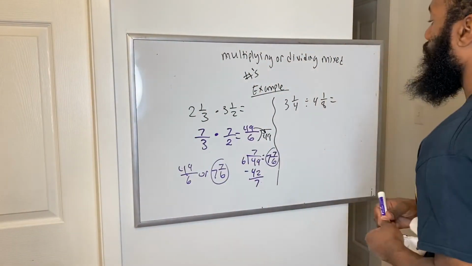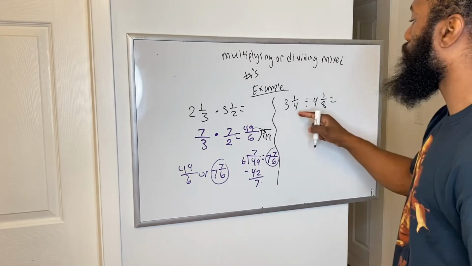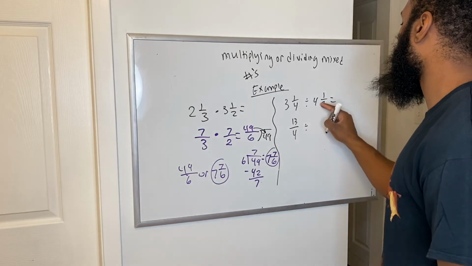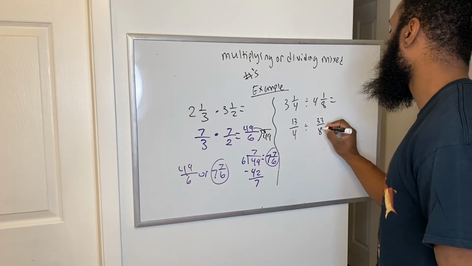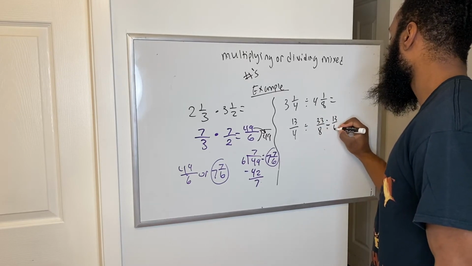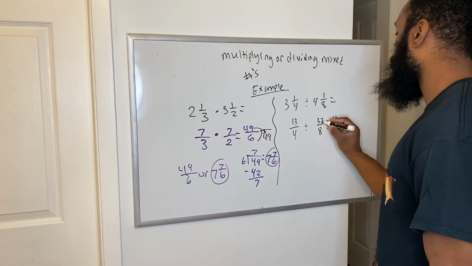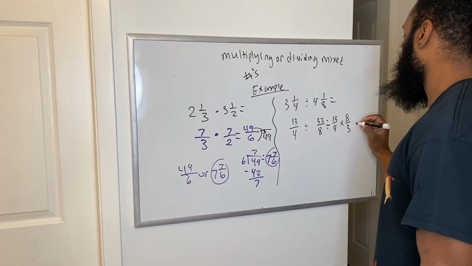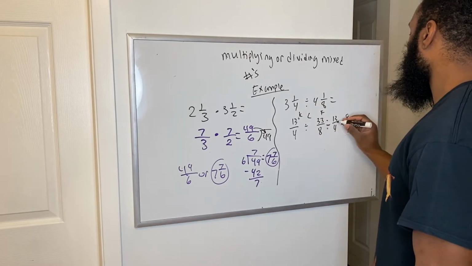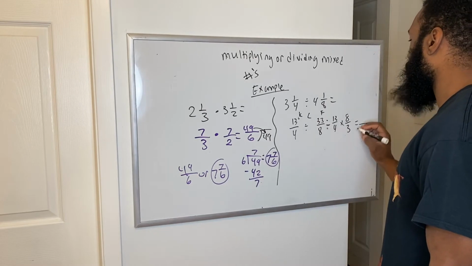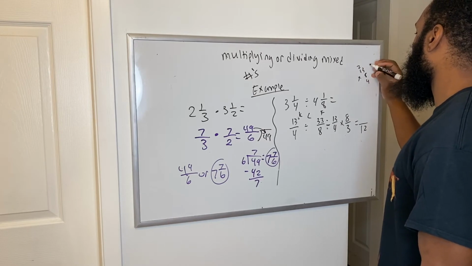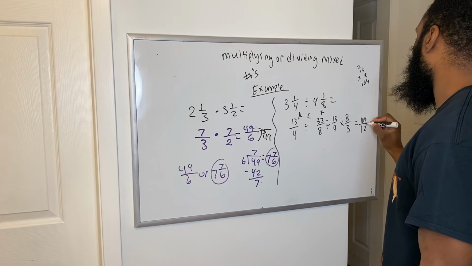Next, division. Convert to improper fractions. 3 times 4 is 12 plus 1 is 13 over 4. Divided by 8 times 4 is 32 plus 1 is 33 over 8. Now, I use my keep, 13 over 4. Change the division to multiplication. Flip 33 over 8 to 8 over 33. Keep, change, flip. 4 times 3 is 12. 13 times 8 is 104. 8 times 3 is 24. Let's go over here, 8 times 1 is 8, 9, 10. So 104 over 12.